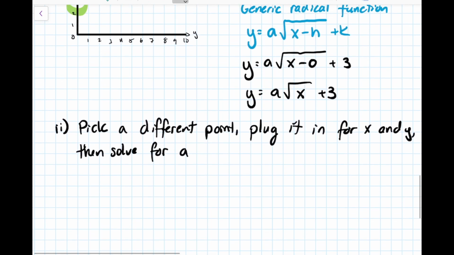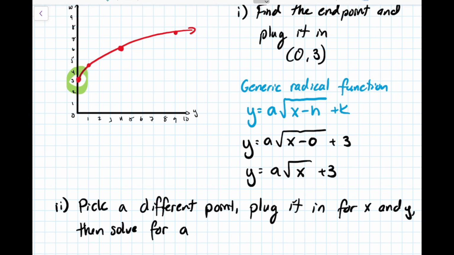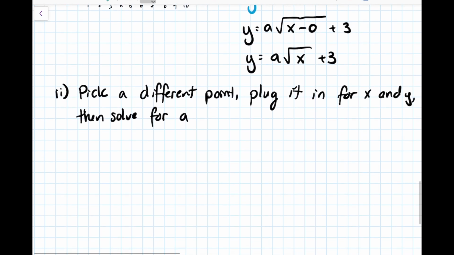So if we look at our graph, we need a different clear point that we can plug in. So we're not going to use this point or this point because those are both in between. We don't know the exact decimal value necessarily. We can guess they both look like they're at about 0.5, but we don't know for sure. So instead, we're going to use this point here, which does seem to be a clean point at 4, 6. So that's the point that I'm going to be plugging in.